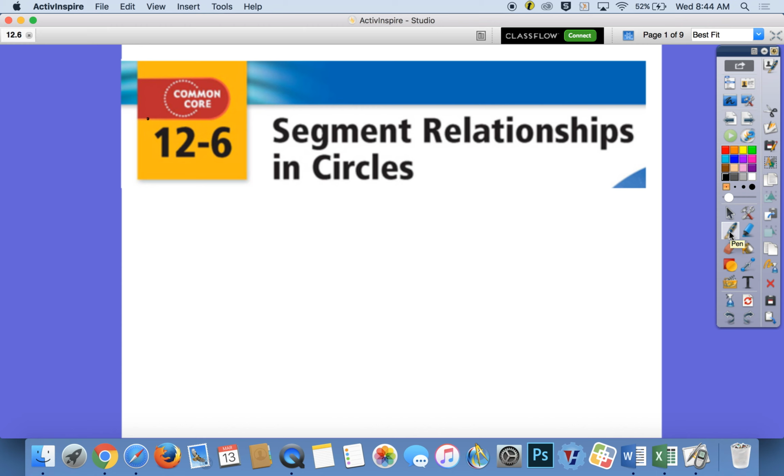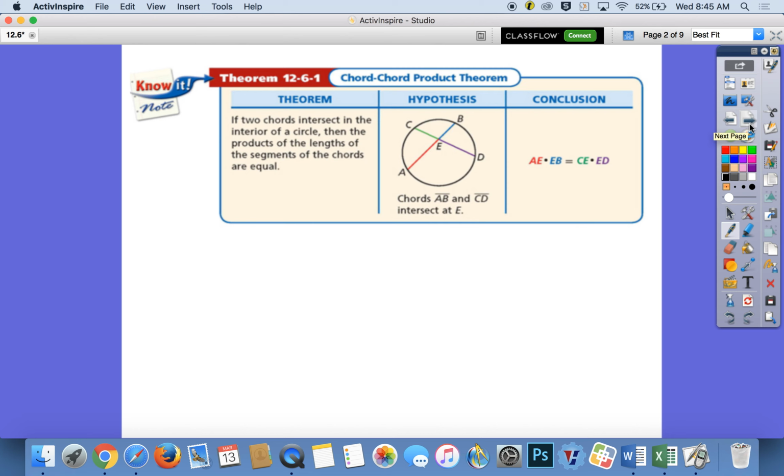We're going to do our final lesson where we're really definition heavy. So we're going to talk about segment relationships in circles today. We spent the last couple of days doing angle relationships. This is our last one, segment relationships. So we'll get a couple definitions and theorems down.